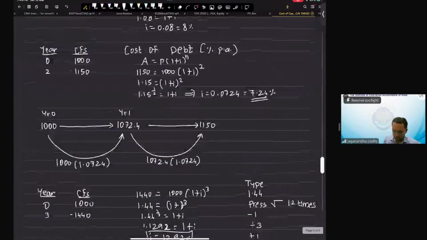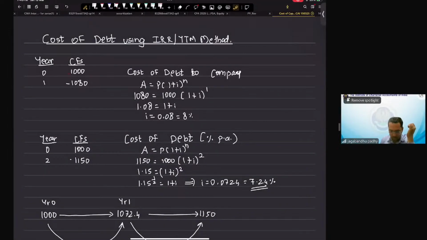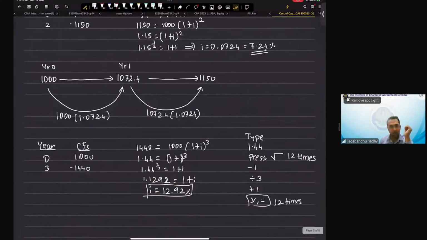This is going to be really interesting now. In all the three examples that we took, there were only two cash flows. We have an inflow, we have an outflow. One is the inflow, another is the outflow.